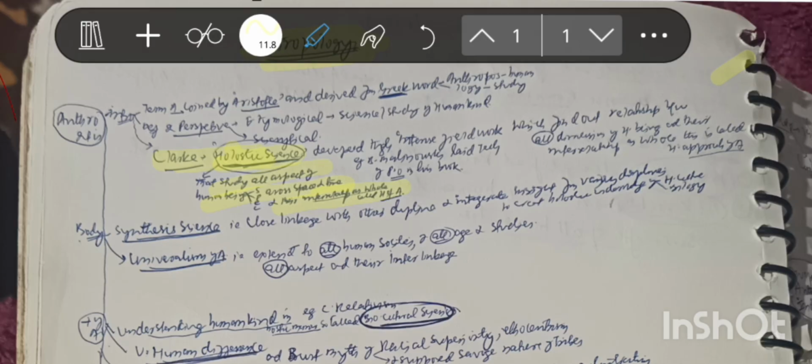As per Clark, anthropology is a holistic science that studies all aspects of human beings across space and time and their interrelationship as a whole. This is regarded as the holism of anthropology.